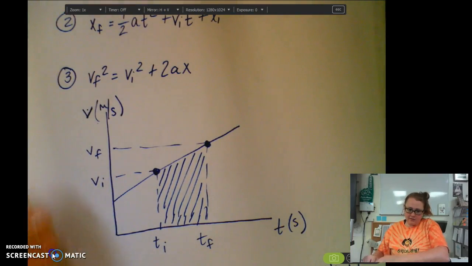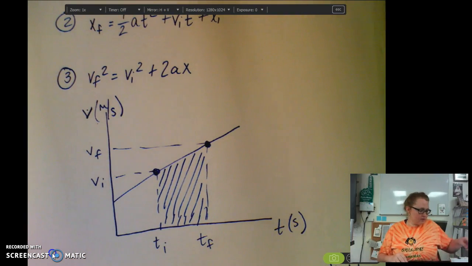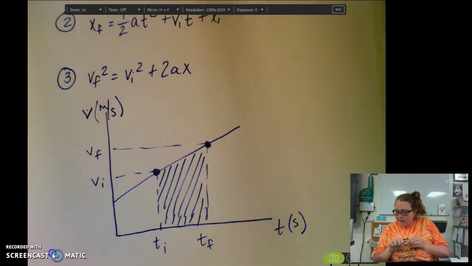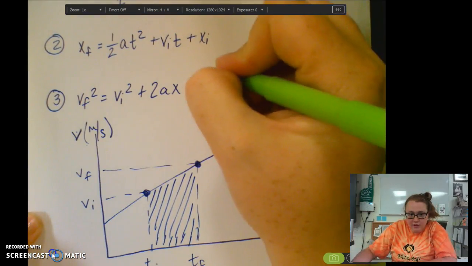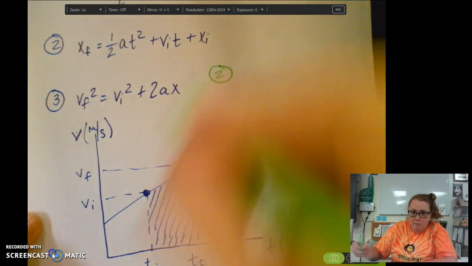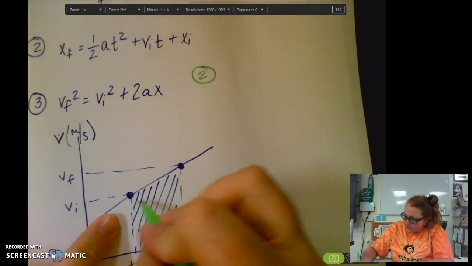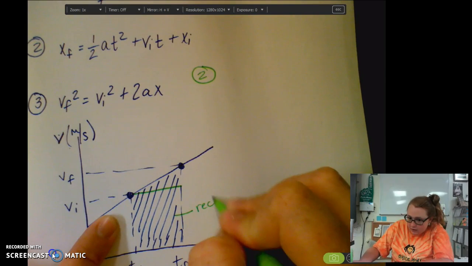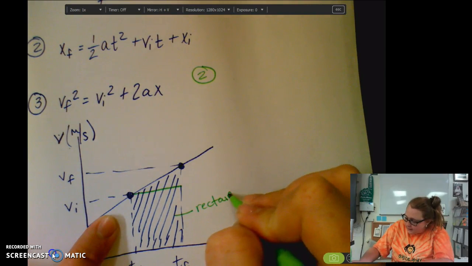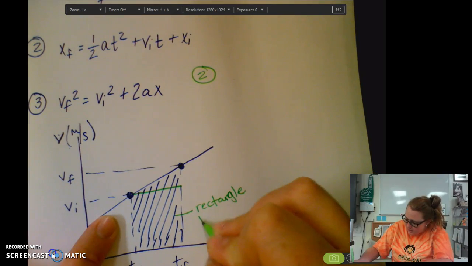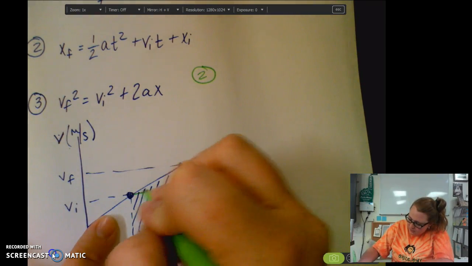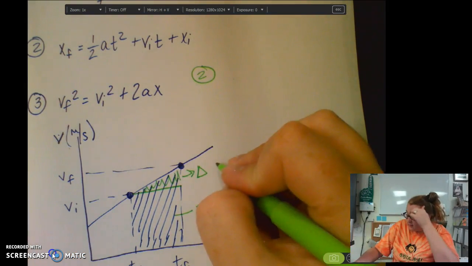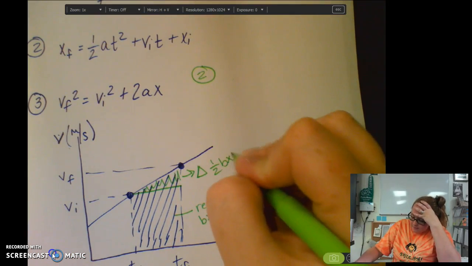I'm going to get a different pen color, see if I can do that. Sorry for the pause, guys. Okay, so let's derive the second equation. We need to look at this area. Well, if we make this area into the area of a rectangle, so here's my rectangle, and that area is going to be base times height, and here we have a nice triangle. The area is 1/2 base times height.